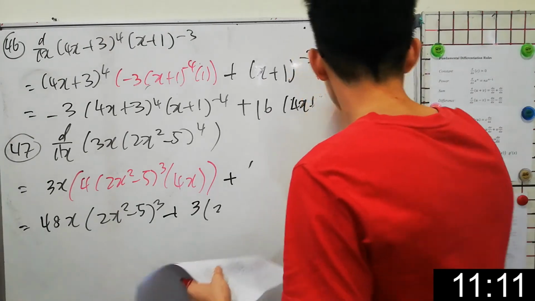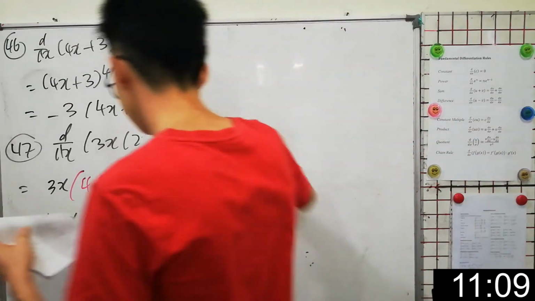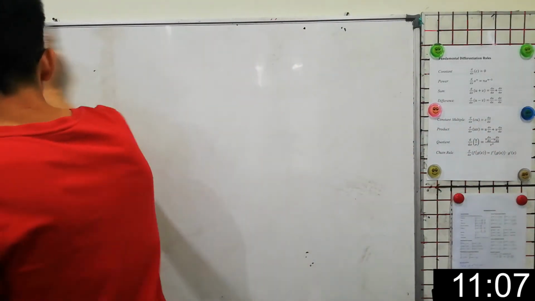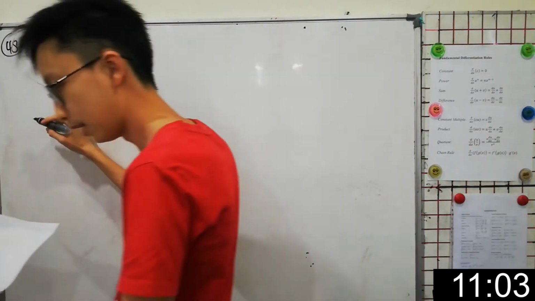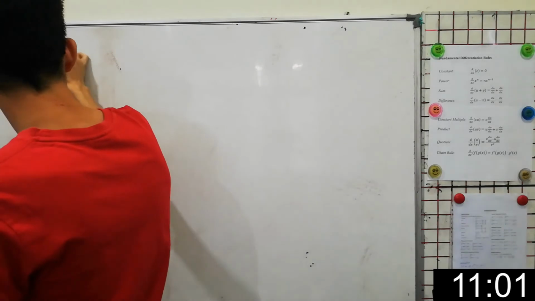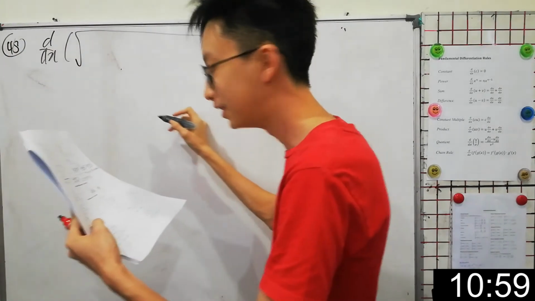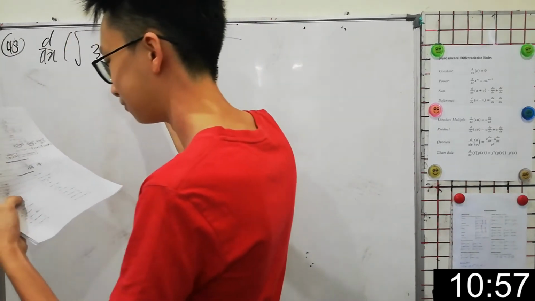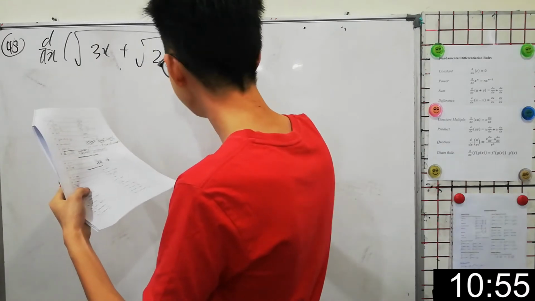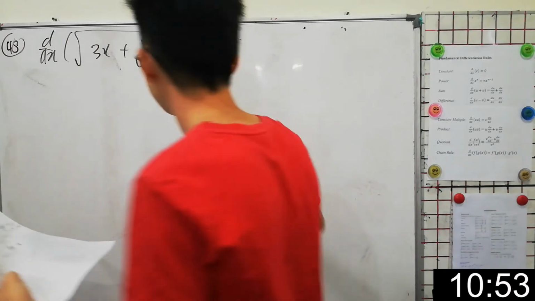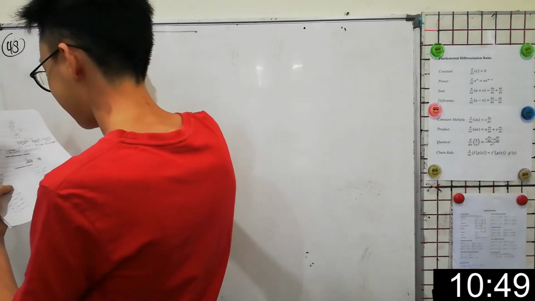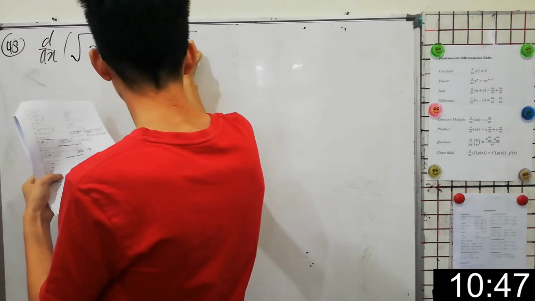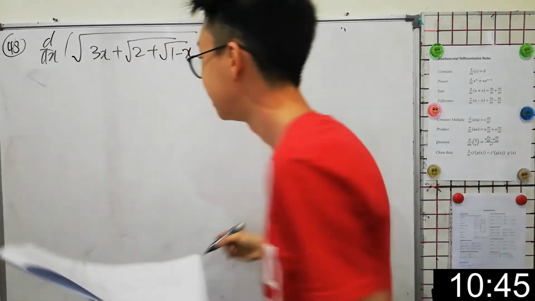Then next question number 48. Okay, 48. We have, oh my god. Okay, this is a very complicated chain rule. But anyway, sorry for my bad writing. Okay, 3x plus 2 plus minus x. Come on, I want to finish this by this year.